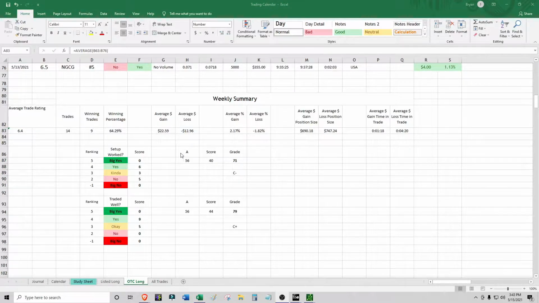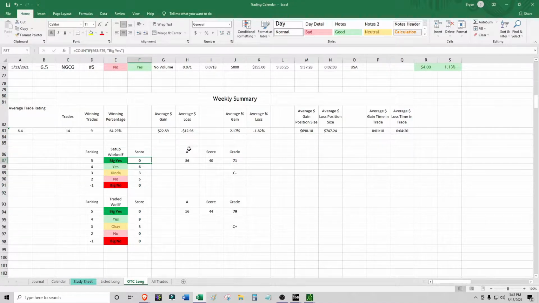Alright, I am back, and I'm not sure where exactly I left off, but to summarize, this is my ranking, which I have with a bunch of Excel formulas. Did the setup work? Did I trade it well? A big yes is worth 5 points. A big no is a -1. The middle, kind of okay, is a 3.